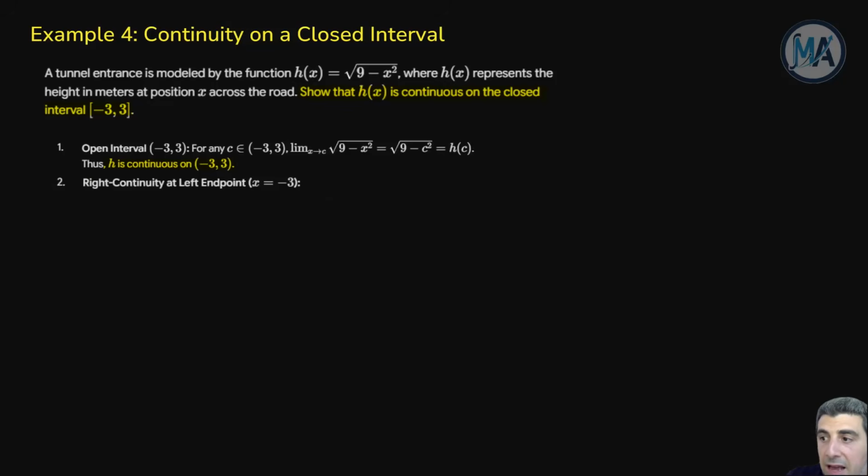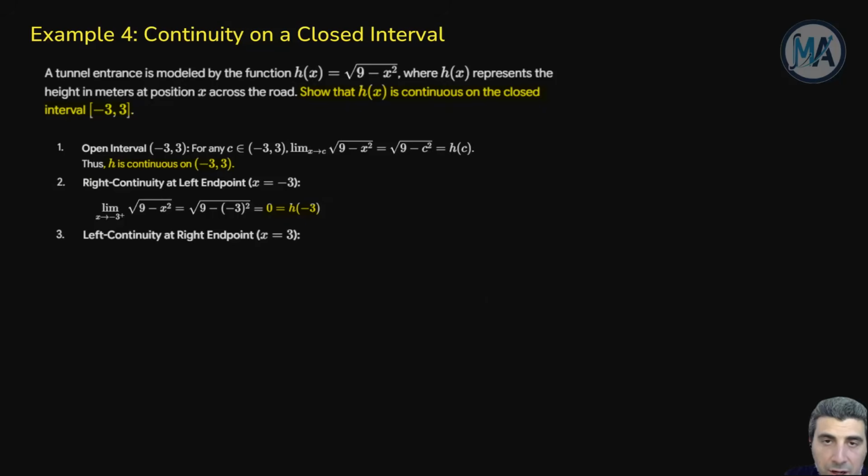So we take the limit as x approaches -3 from the right, and we get 0, so the limit is equal to the function value at -3. And then we do the same thing at the right endpoint. We take the limit as x approaches 3 from the left, and we get 0, which is equal to the function value at 3. Because the function doesn't exist on the other side of each endpoint, we can only approach the limit from inside the domain where the function exists.